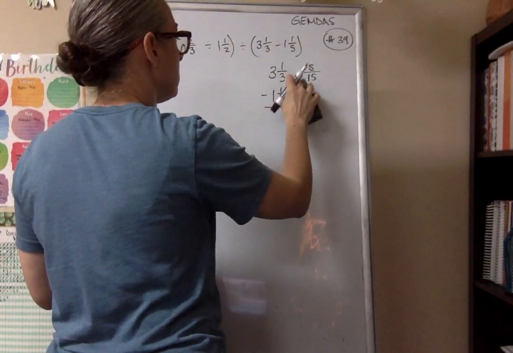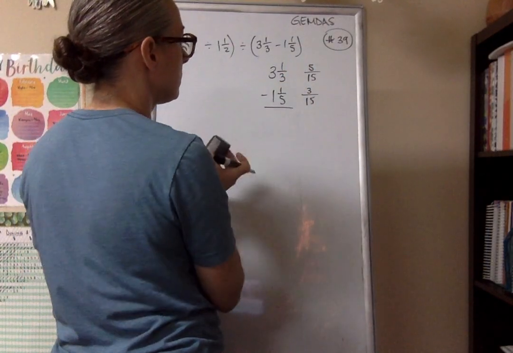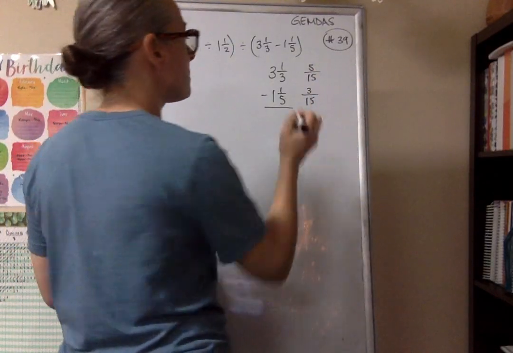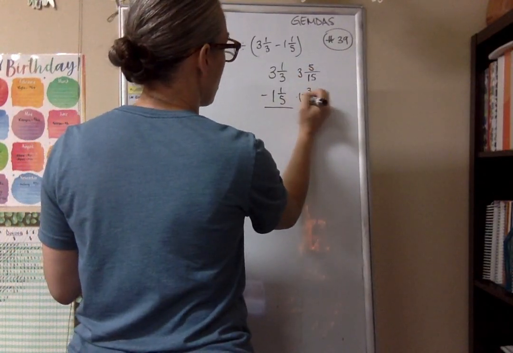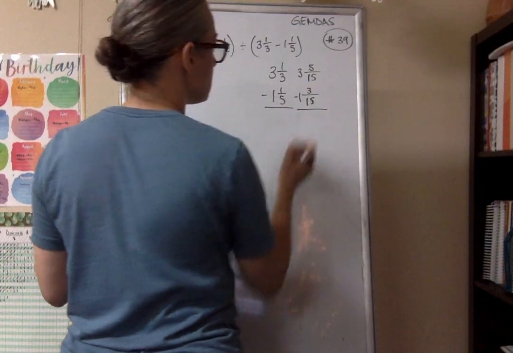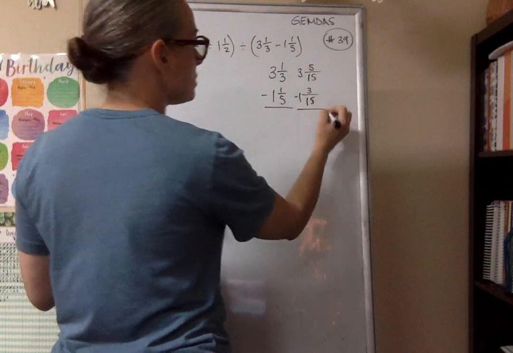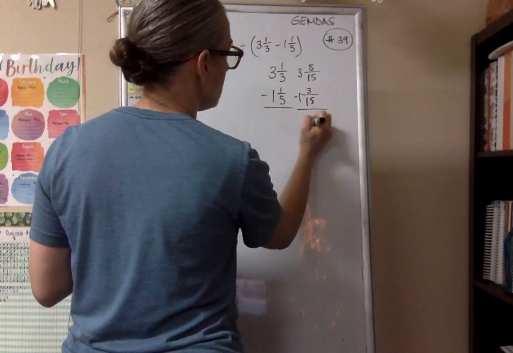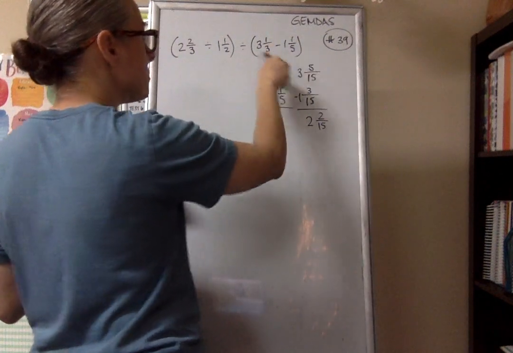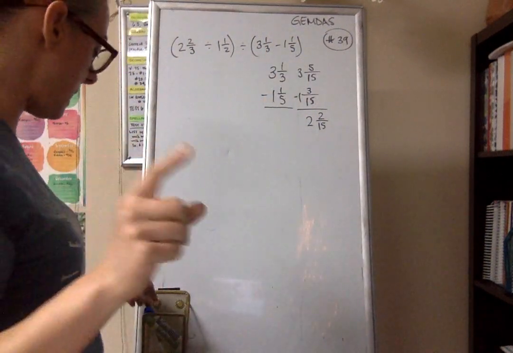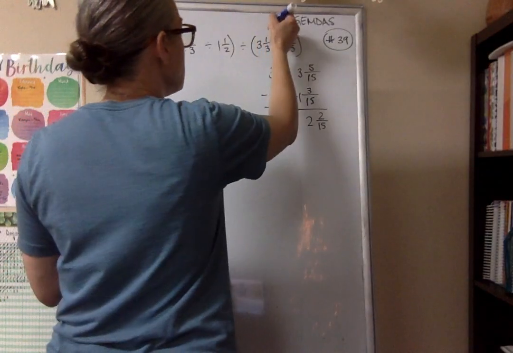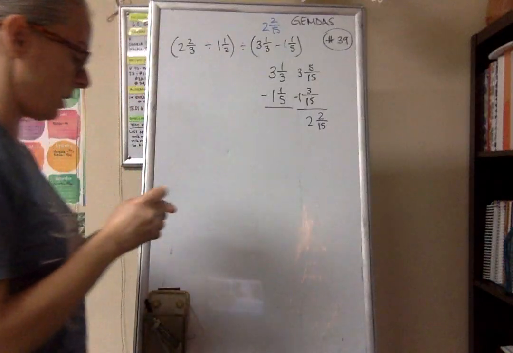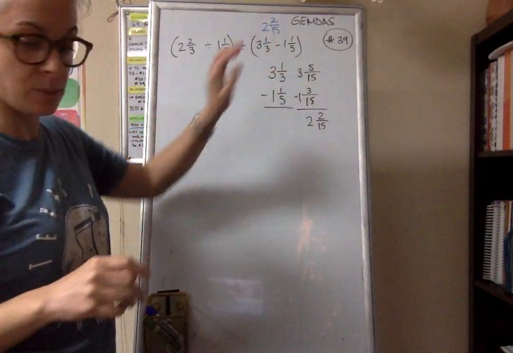Now, lucky for us, we have a larger numerator here than we do here, so we're not going to have to borrow. Let's add our whole numbers over here, and we are ready to begin subtracting. So 5 minus 3 gives me 2 over 15, and 3 minus 1 gives me 2. So the answer to this set of parentheses right here is 2 2/15. I'm just going to write that above the parentheses in a different color ink. That's the answer to this parentheses.